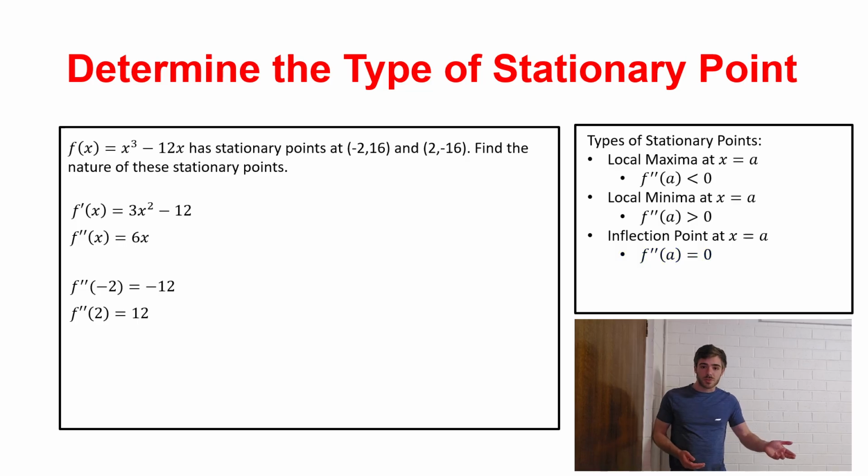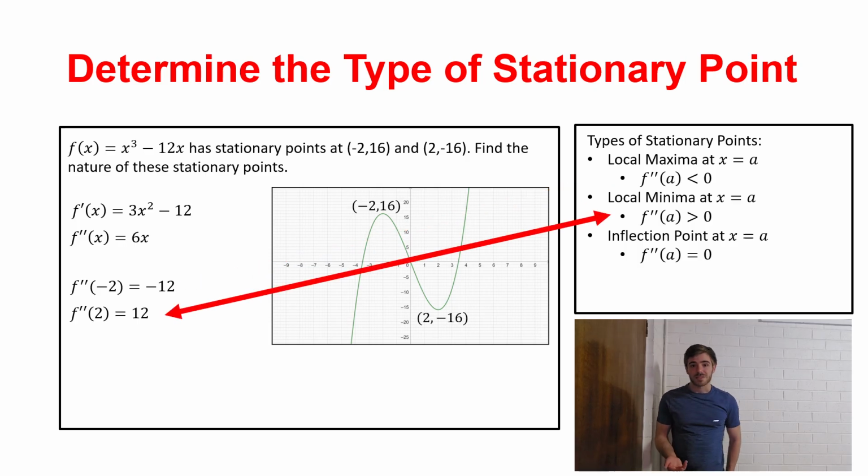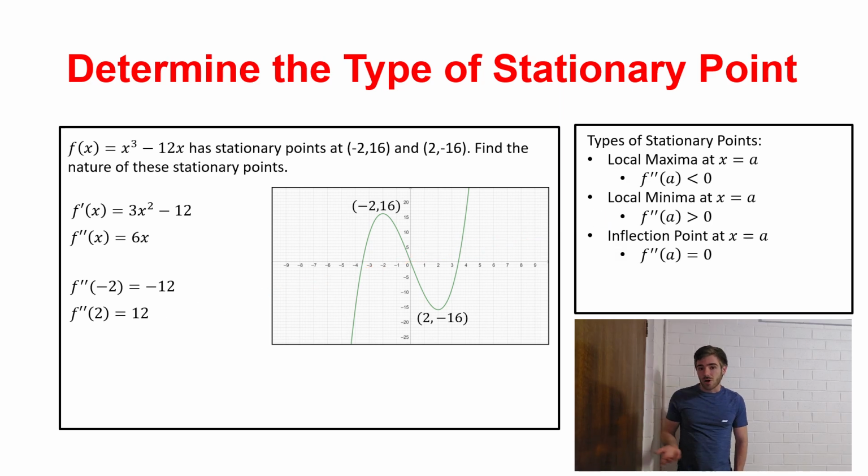So if we look at our results, we can see that x equals -2 gave us a negative result. Therefore, we had a local maxima. And x equals +2 gave us a positive result. Therefore, was the local minima, which once again we can see is validated on the graph. That's about it for this one.